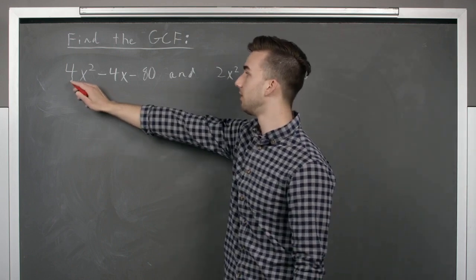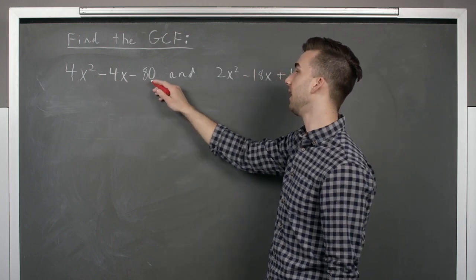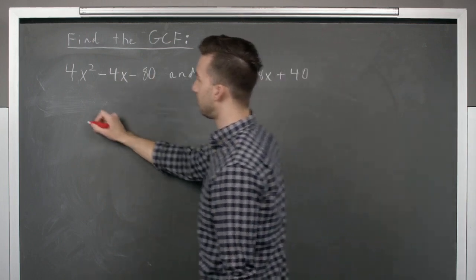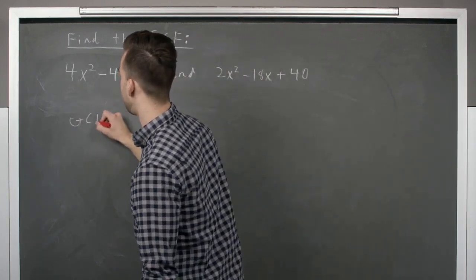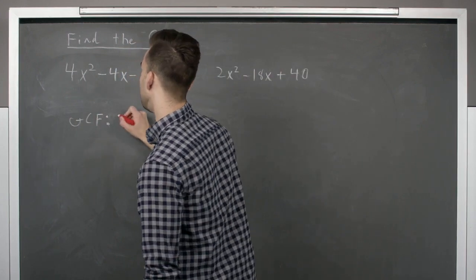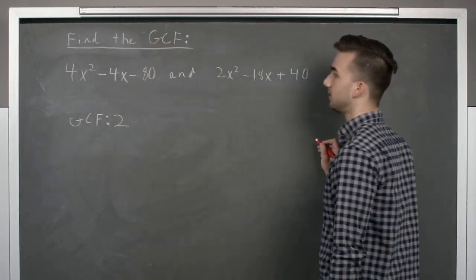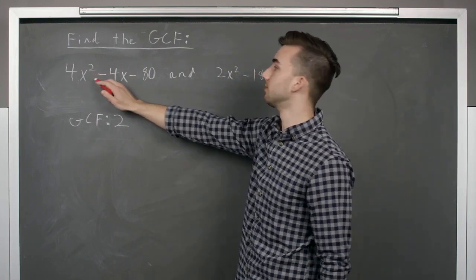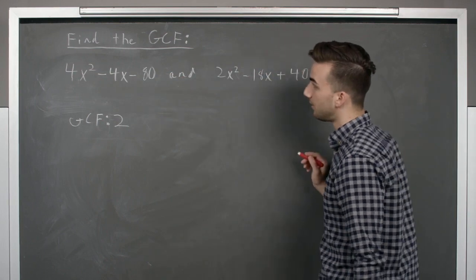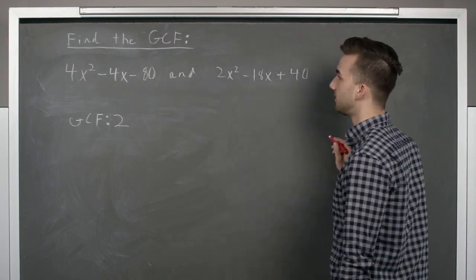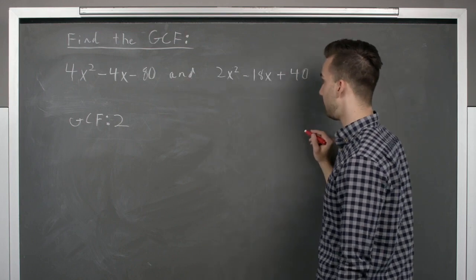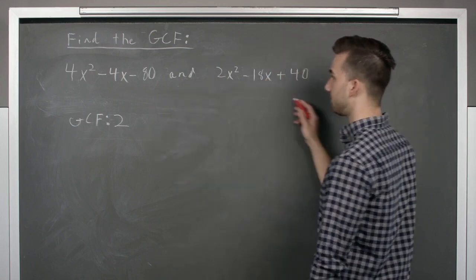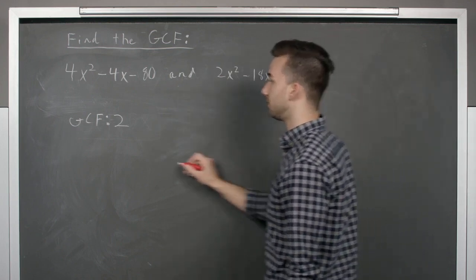We have a 4, 8, and 2. What's our lowest number? 2. Anything lower than 2? No. So we can start writing our greatest common factor is 2. That's for the real numbers. Now we can move on to variables. So x squared, is there anything lower than x squared? We have x. And then here we have no x. So what that means is we cannot have x in our greatest common factor. So our greatest common factor for this example is 2.